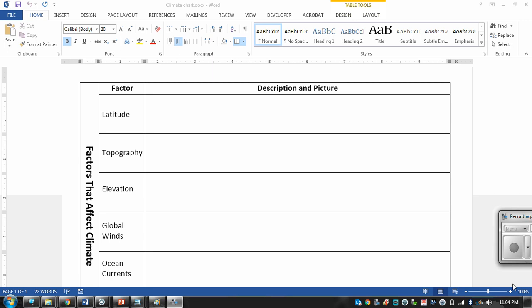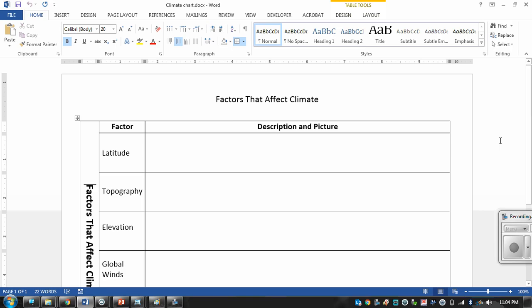In this lesson, we're going to be talking about the factors that affect climate. You should have printed out this handout. So this is where you're going to be taking your notes. This will be your study guide for the test. So you'll want to make sure that you have this.